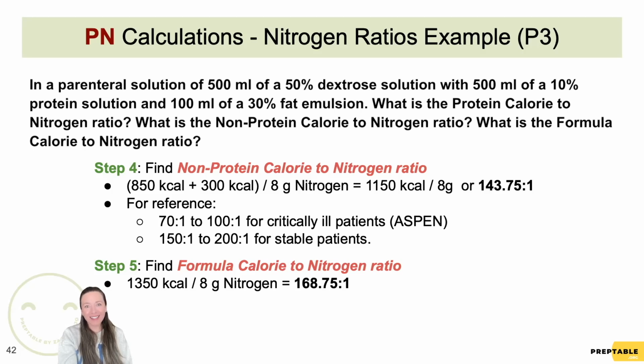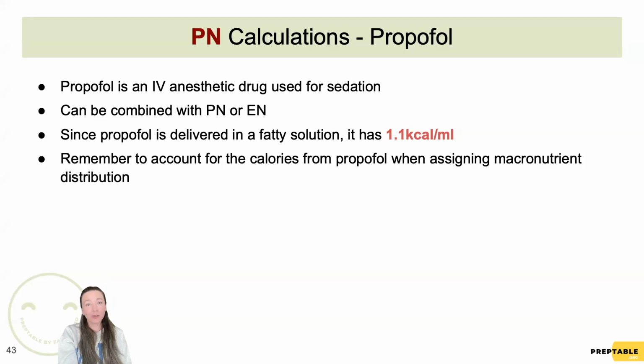Now let's move on to our last type of calculation. And that is the inclusion of propofol in PN regimens. Propofol is a commonly used intravenous anesthetic drug for sedation in critically ill patients. Now, interestingly, it can also serve as a source of calories when combined with parenteral or enteral nutrition. So, propofol is typically delivered in a fatty emulsion, providing approximately 1.1 kcal per mil. When incorporating propofol into a parenteral nutrition regimen, it's crucial to account for the calories it contributes. That means adjusting the macronutrient distribution to accommodate the additional energy provided by propofol.